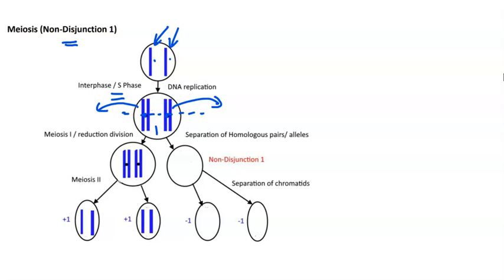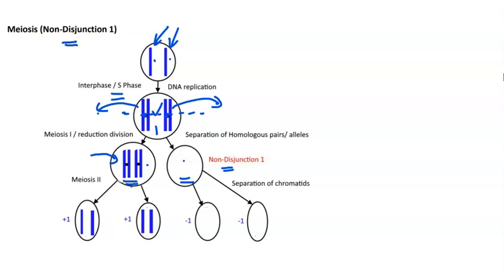But in this non-disjunction phenomena, what happens is that the spindle pulls both of the homologous pair to one of the poles. And so I'm illustrating that at the next level, showing that after meiosis 1, we end up with both the homologous pair in one cell, and then this cell here has been deprived of that homologous pair.